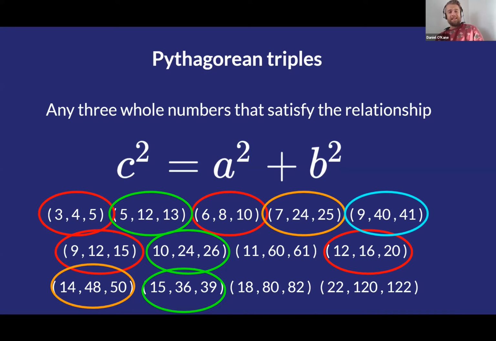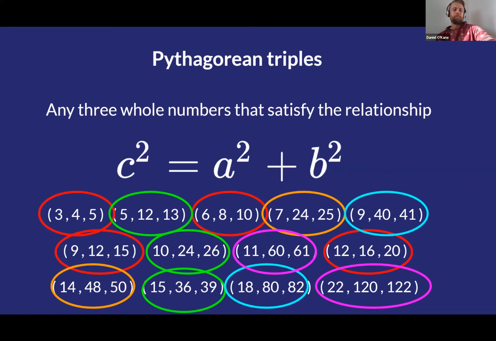9, 40, and 41 is another one. So a multiple of 2 would create 18, 80, and 82. Looking at 11, 60, and 61, that one's not often taught, but of course it satisfies Pythagoras' theorem, so all of the side lengths can double: 22, 120, and 122.